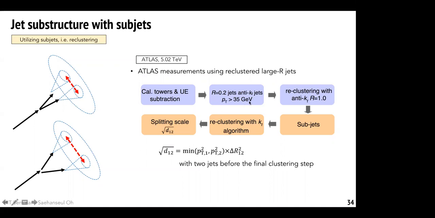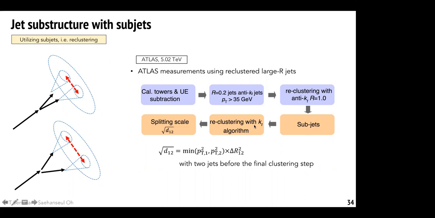So PT rather than 35 GeV, they make small angle jets. And with the list of small angle jets, they recluster the small angle jets into a large radius jet. So now they have the R equal 1 jets, and the constituents are R equal 0.2 jets. Once they have the R equal 1 jets, they have to estimate the splitting scale of each jet, and to do so, they use subjets and recluster the subjets with the kT algorithm.